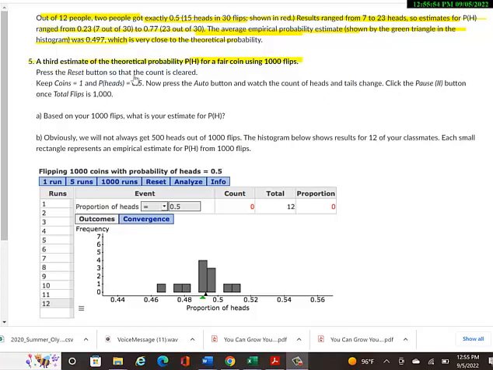A third estimate for the theoretical probability. Now we're going to do another activity with the applet above. Press the reset button so that the count is cleared again. Keep the number of coins at 1 and the probability of heads at 0.5. Now press the auto button and watch the count of heads and tails change. Click the pause button once the total flips count reaches 1,000.